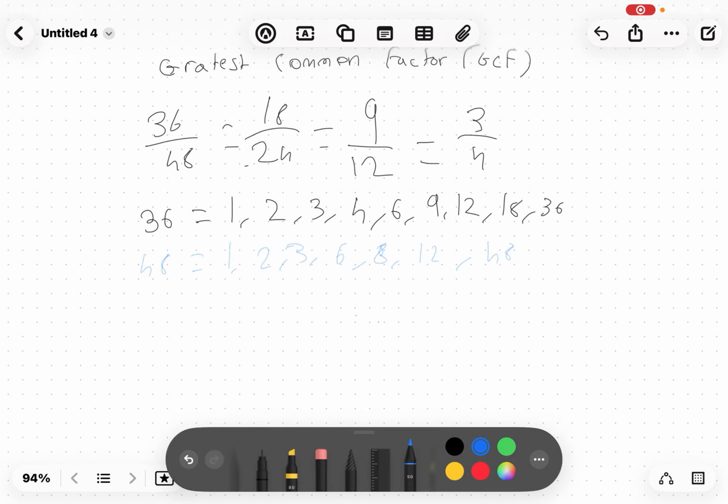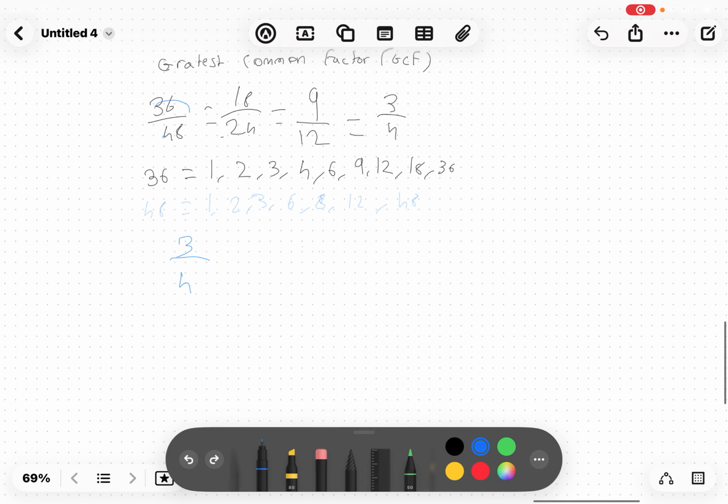So basically you check what's the biggest. Why the biggest? Because instead of doing it step by step, we could just do, for example, 12 is the biggest that they both have. So we can just divide them both by 12. So this would be 3 and this would be 4. And it would be the same. So it's just small steps and easier.